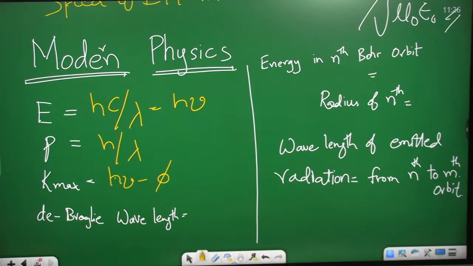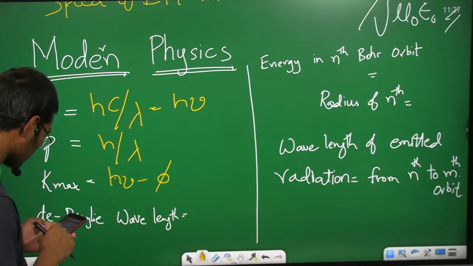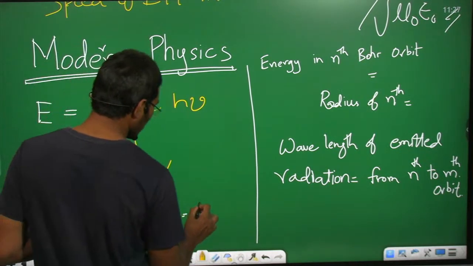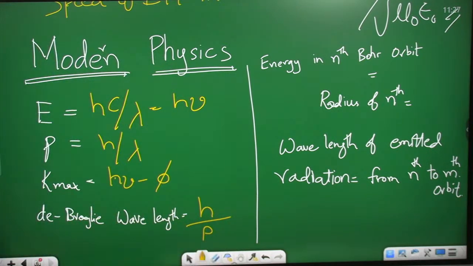Work function. What do you mean by work function? Threshold energy. The minimum energy required to eject an electron from any given metal, and it is a property of a metal, right? So what is this de Broglie wavelength? h by mv, can also be written as h by p, where p is the momentum, right?